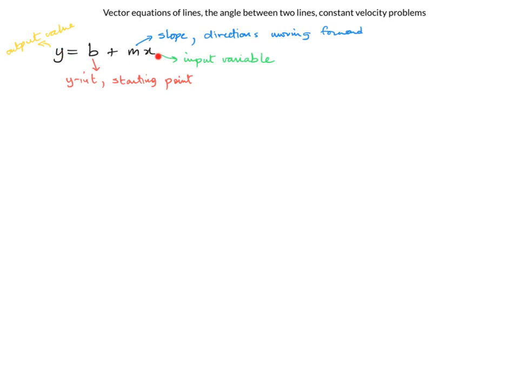If you examine it a little bit, the b was the y-intercept, which was just some arbitrary starting point. It happened to be on the y-axis, but it didn't have to be. M was the slope, and if you think about what slope does, rise over run, it's giving you directions of how to move forward and get new points. And of course, x is some input variable that identifies how far along the directions you want to go, and then y is the output value.